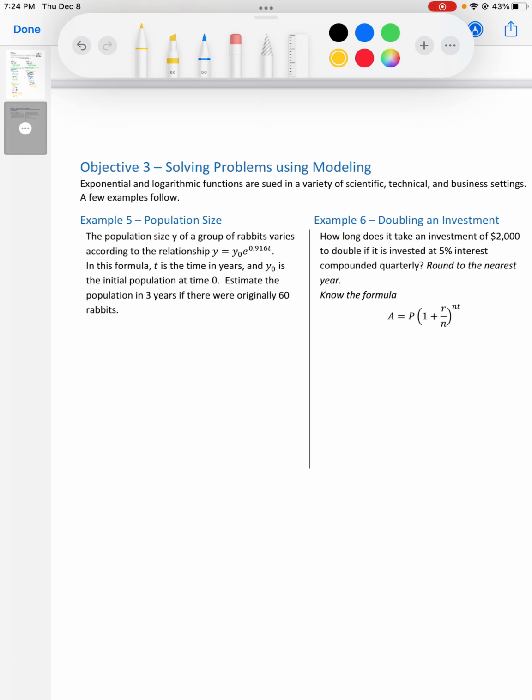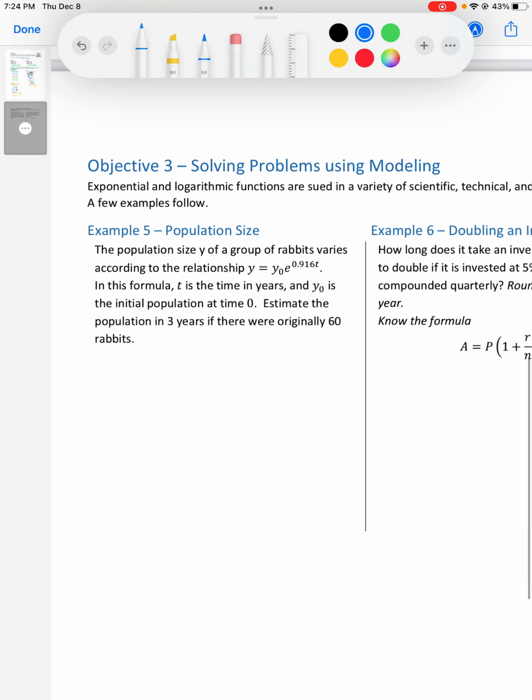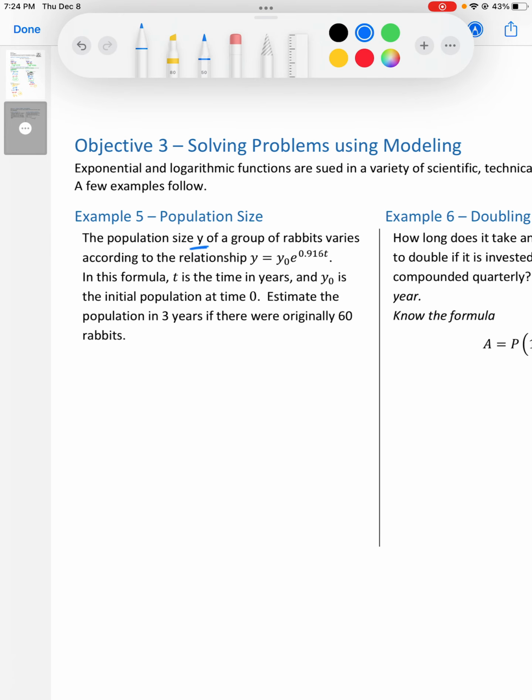Okay, now some word problems. And again, thankfully, these word problems give you the equations. We just need to know how to plug them in. So this first one is talking about population size. The population size y of a group of rabbits varies according to the relationship of this equation. In this formula, t is the time in years, and y naught is the initial population at time 0, so before it started. Estimate the population in 3 years if there was originally 60 rabbits.